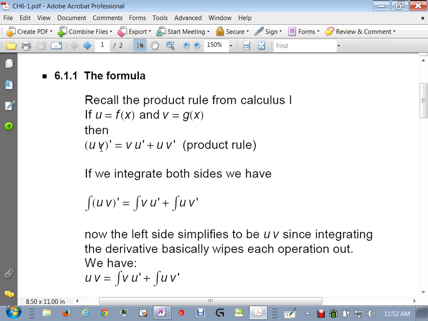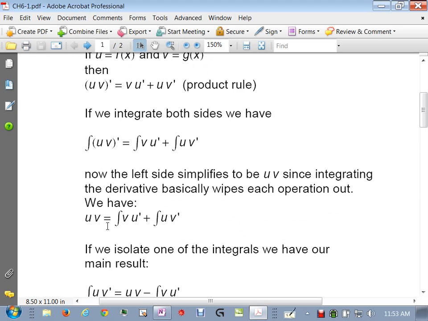So if we take this expression right here and we integrate both sides, we take the antiderivative of both sides. If you take the antiderivative of the derivative, it should cancel out, right? And just leave this thing unchanged. And then over here, it doesn't work that way because the derivative is only on one of the two things. Yes? So what we get is this.